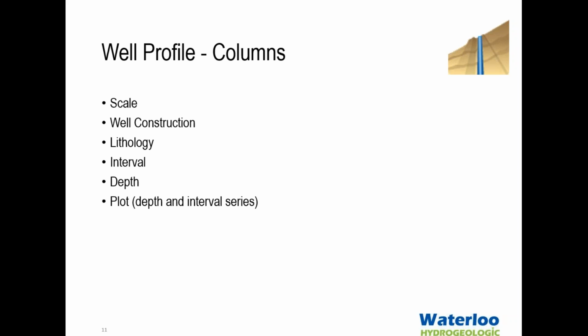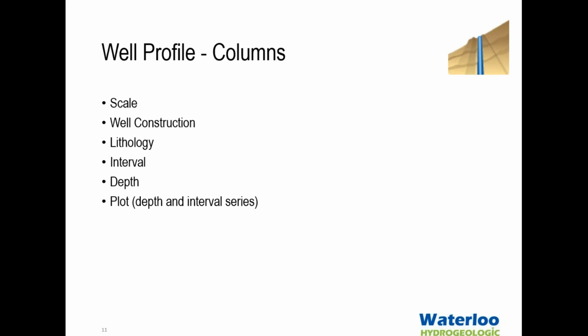So the interval column will expect that you have a table or a query with a from and a to value, as well as some sort of measurement or some sort of description of what occurred in that interval. Then you have the depth column, which is going to expect you to have a depth value and then a description or a value that's associated with that depth.